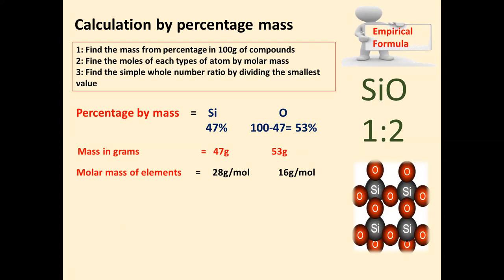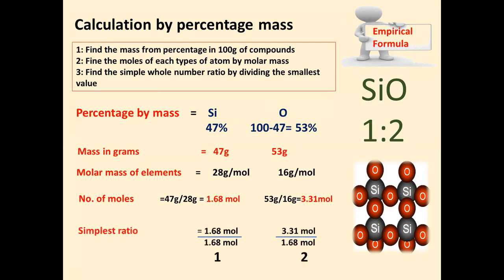We use mass over molar mass to calculate their moles. The smallest mole is silicon, 1.68 mole, while oxygen is comparatively larger, 3.31 mole. We use this smallest value of silicon to divide both values to get the simple whole number ratio. And we get silicon is 1 and oxygen is 2. So our empirical formula will be 1:2.